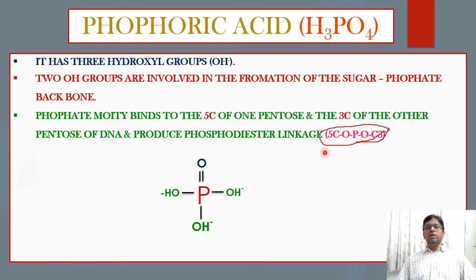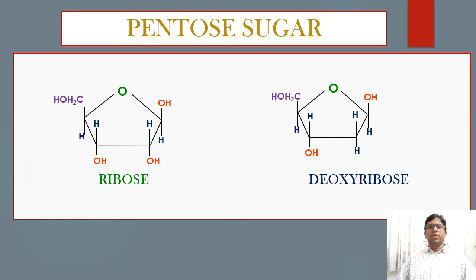Let us discuss the second component of nucleic acids, that is pentose sugar. There are 2 types of sugars present in the nucleic acids. One is ribose sugar and the second one is deoxyribose sugar.